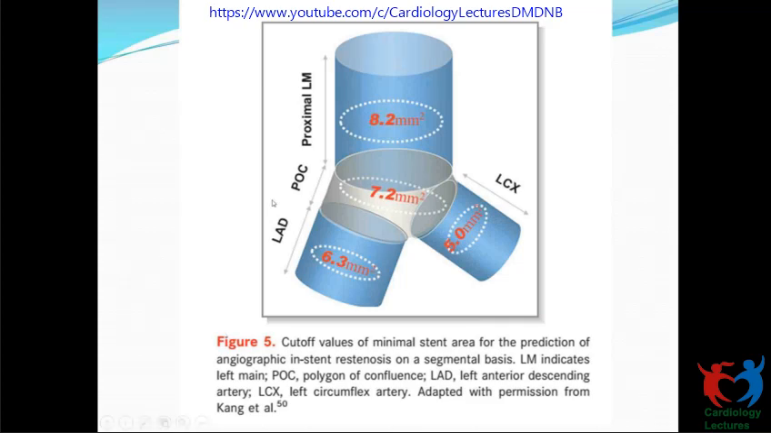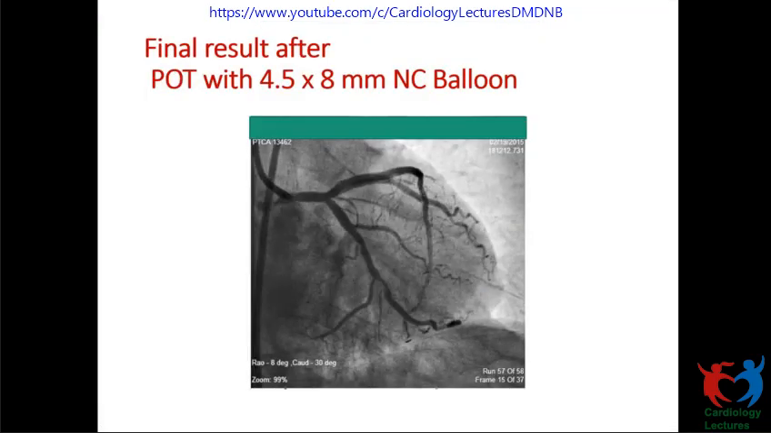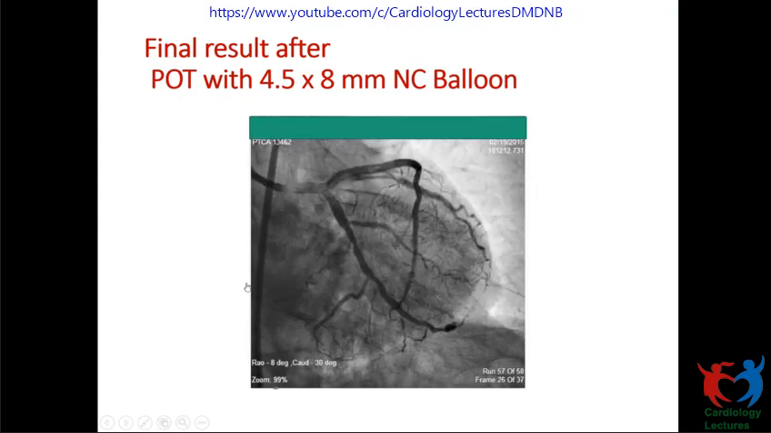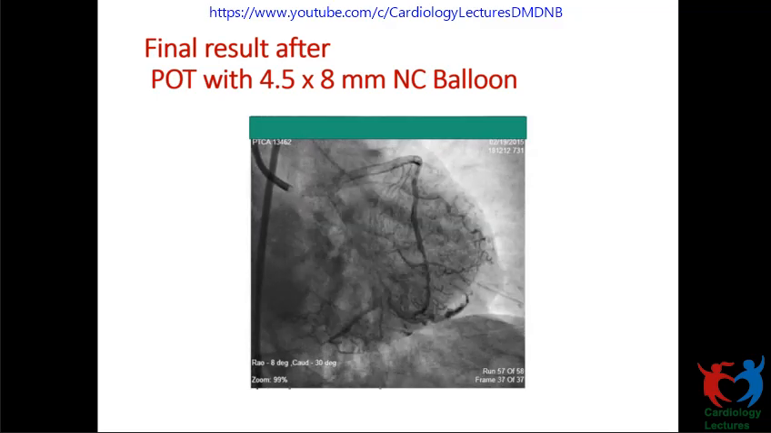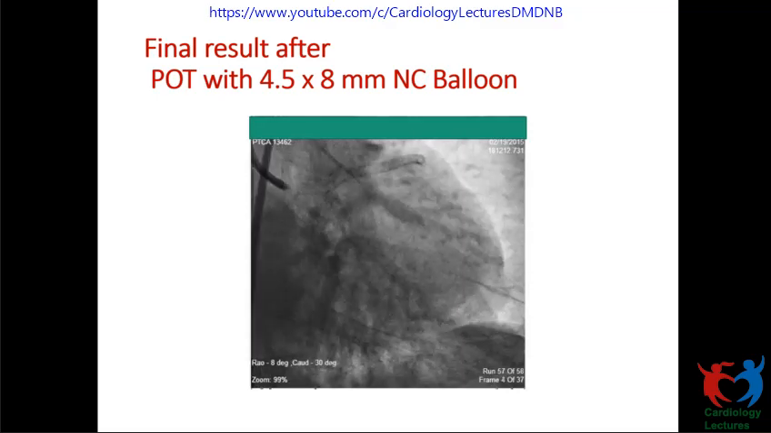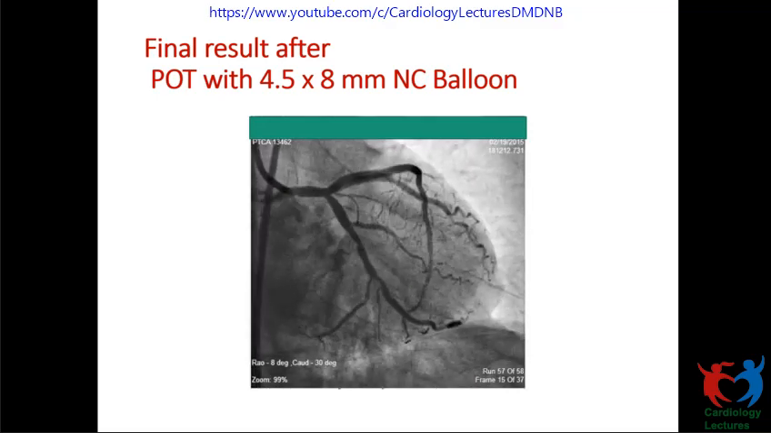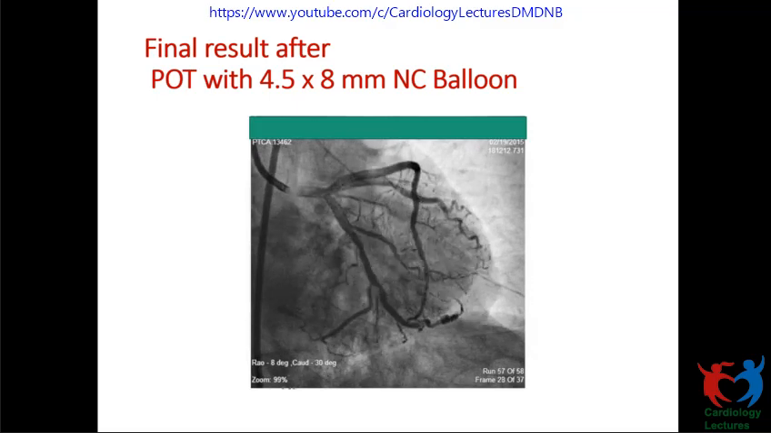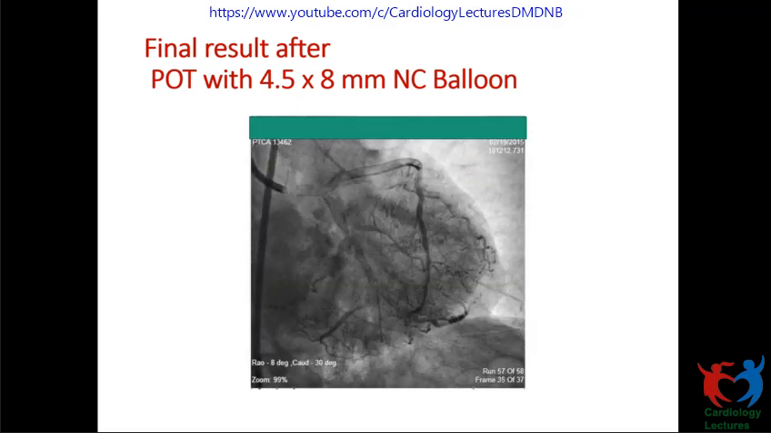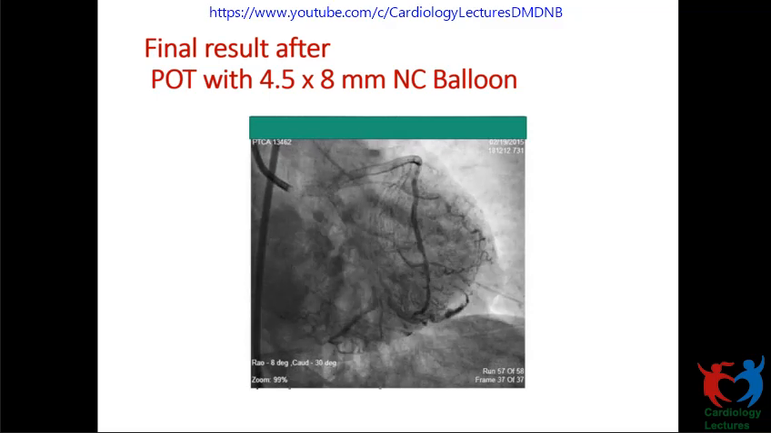At the polygon of confluence, we should be getting 7.2 millimeter square, and in the left main we should be getting around 8.2 millimeter square area for best long-term outcomes. Then we do the final POT, because they say that for ovalization, POT is a must. In fact, nowadays people advocate that after POT, again you do SKB and again repeat POT for making it completely oval. So I don't know. I had a lot of differences of opinion on that in the previous talk. But we did one POT with a 4.5 into 8 millimeter NC balloon, and that was it.